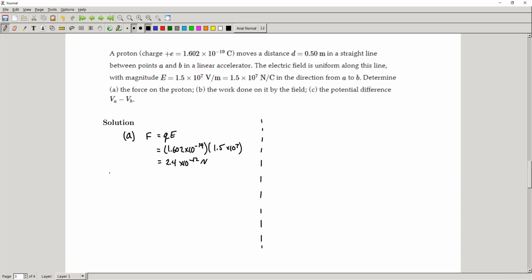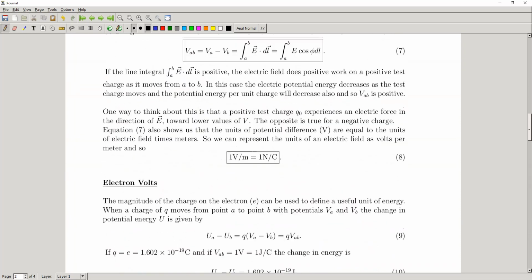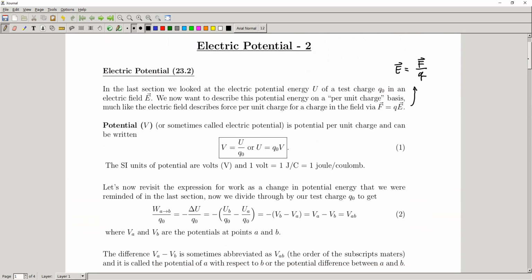Now let's move on to part B. In part B, what are we trying to find? We want to find the work done on it by the field. Okay, so we need the work done on the charge, our proton here, by the field. So we're going to end up finding that the work in moving from A to B is going to be given by Fd, right? Now why can we make this so originally we would have had to write it down like this, right?